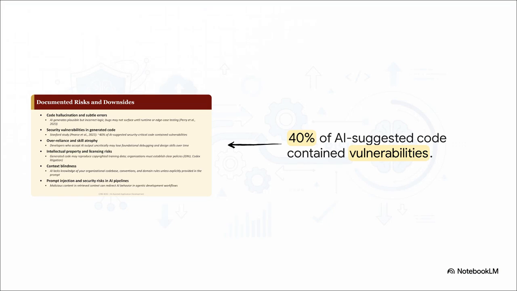Now, what's really interesting about this slide is the staggering vulnerability rate. A Stanford study found that roughly 40% of AI-suggested security-critical code contained vulnerabilities. Just let that sink in for a second. 40%. Blindly trusting AI output isn't just lazy, it's genuinely dangerous. We have to actively mitigate things like context blindness, which is where the AI simply doesn't know your organization's specific domain rules, and prompt injection, where malicious content can literally hijack and redirect the AI's behavior entirely.